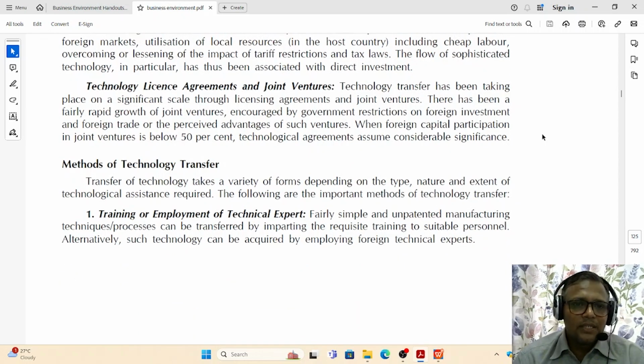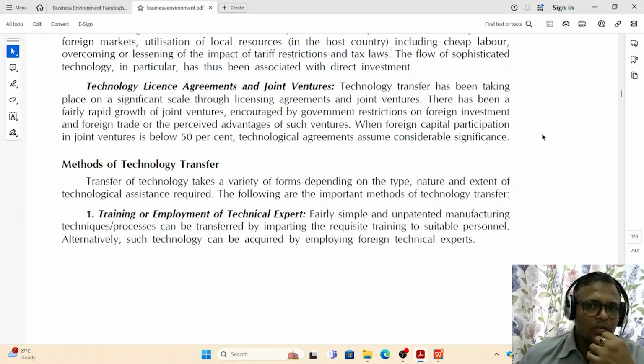Various technology license agreements and the joint ventures: the technology transfer has been taking place on a significant scale through licensing agreements and joint ventures. There has been a fairly rapid growth of the joint ventures encouraged by the government restrictions on the foreign investments and the foreign trade, or the perceived advantages of such ventures. When foreign capital participation in the joint ventures is below 50%, technology agreements assume considerable significance.